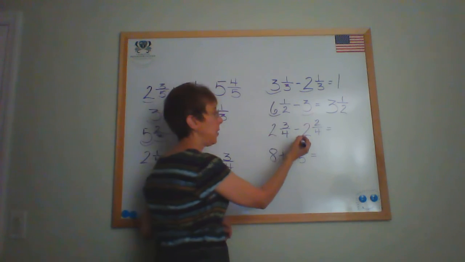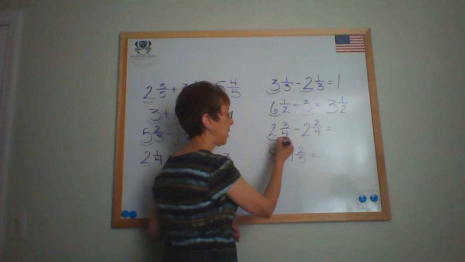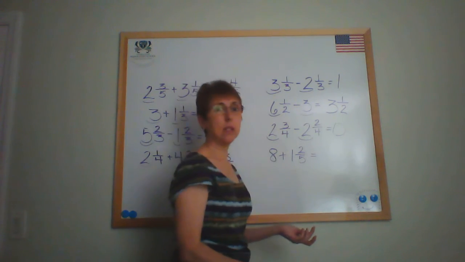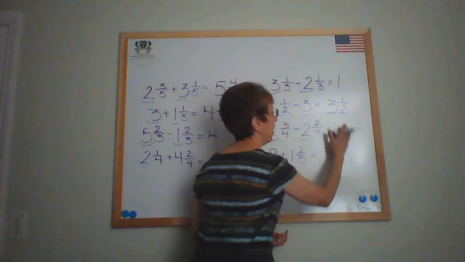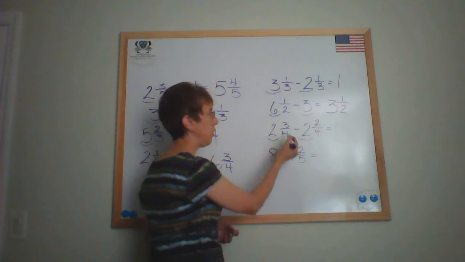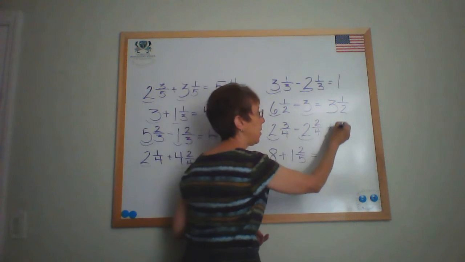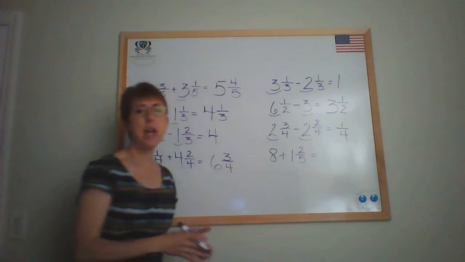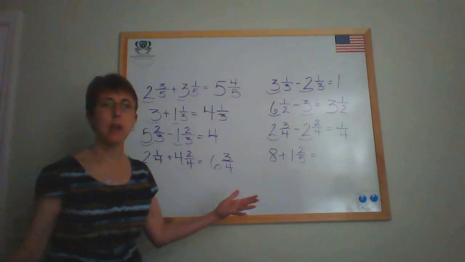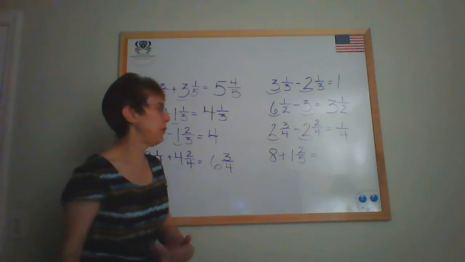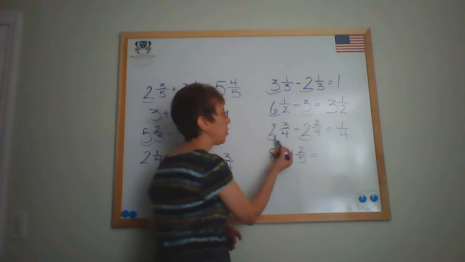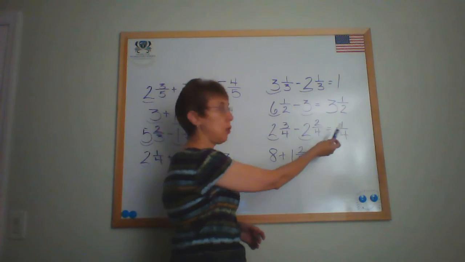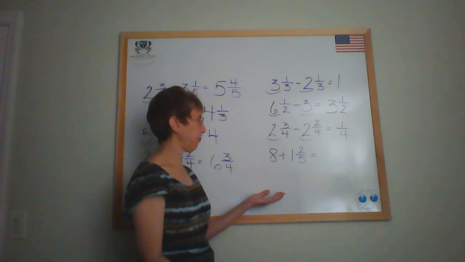2 3/4 minus 2 2/4, our whole numbers. 2 minus 2 is 0. We don't need to put that 0 here in front. So we don't do anything there. And then we have 3/4 minus 2/4 equals 1/4. So we don't put a 0 here because we don't say I have 0 and 1/4 pieces of cake. It's 1/4 of a piece of cake. So it's 2 minus 2 equals 0. We don't need to write that, but then 3/4 minus 2/4 equals 1/4.